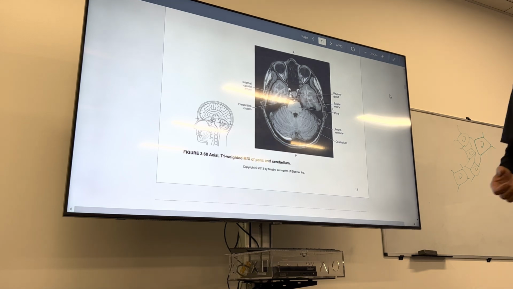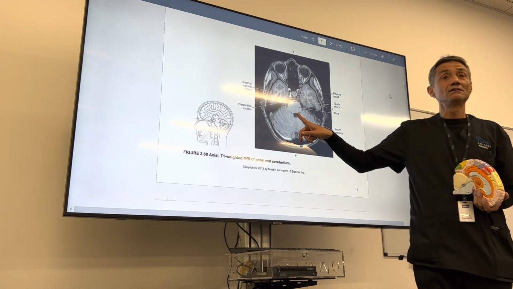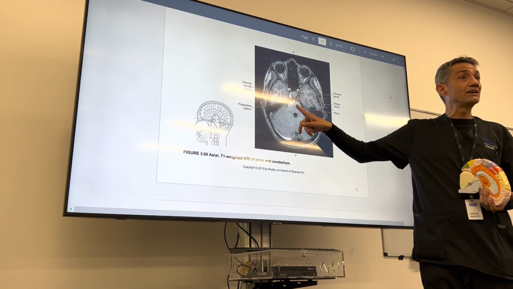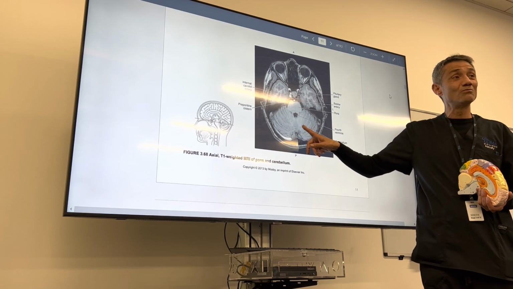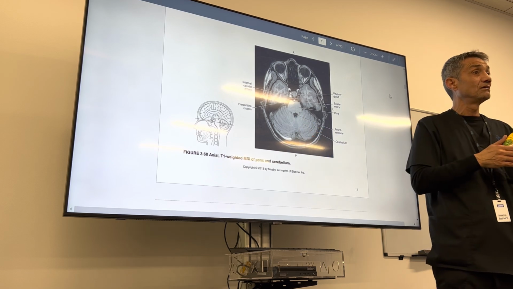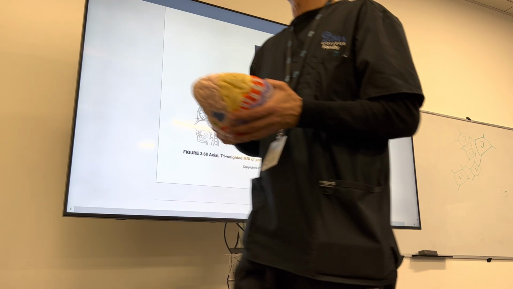Posterior. This is my pons. If I go posterior, it is the fourth ventricle. If I go more posterior, it is the cerebellum. There. I told you I don't lie.